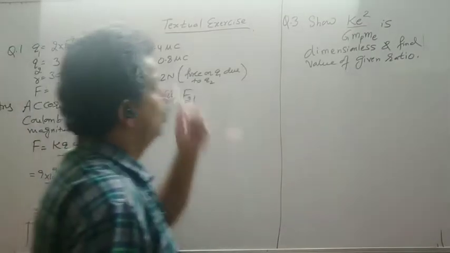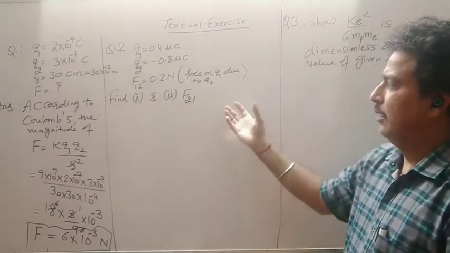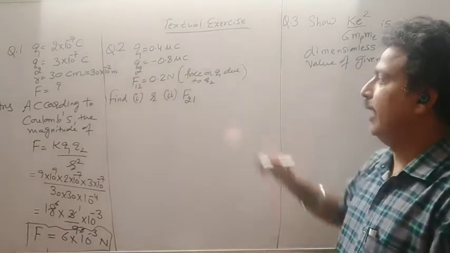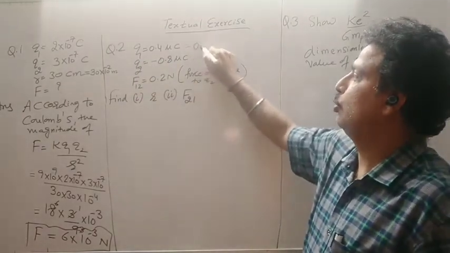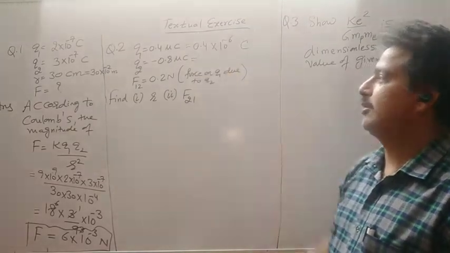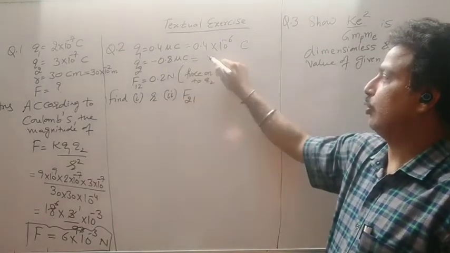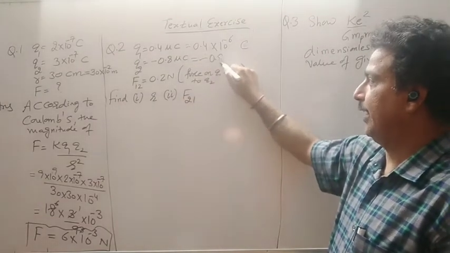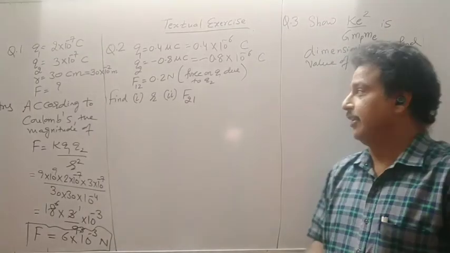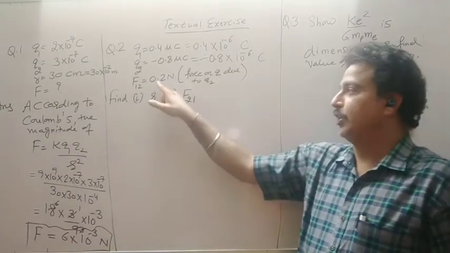Now let us move to question number 2. Again, we have two charges. Q1 is equal to 0.4 microcoulomb, so it should be converted into coulomb. So 0.4 into 10 raised to minus 6 coulomb. The other charge is a negative charge, that is minus 0.8 microcoulomb. So minus 0.8 into 10 raised to minus 6 coulomb. Now it is given that the force acting on Q1 due to Q2 is 0.2 Newton.